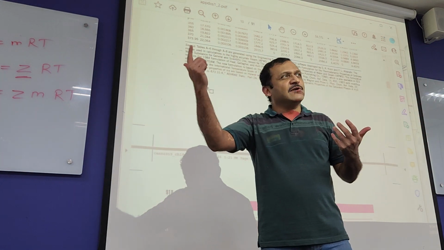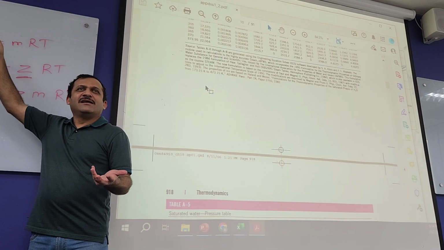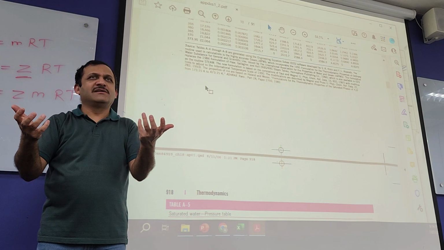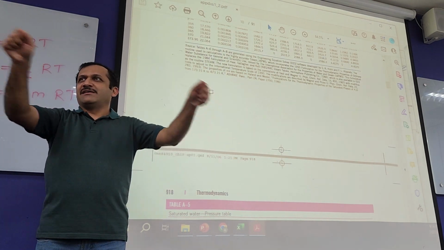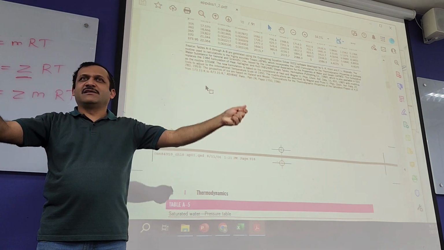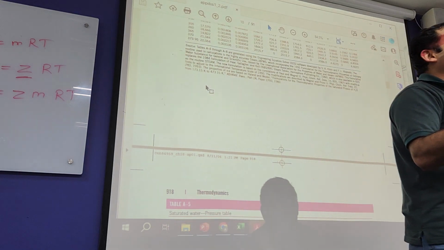So will the first assumption of the ideal gas law be valid? Will they sense each other, or won't they sense each other? What do you think? They will sense each other. So it's not going to be an ideal behavior.